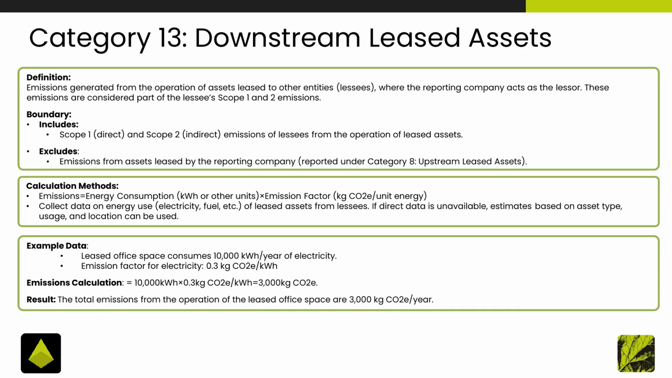Calculations involve using energy consumption data and applying relevant emission factors. For example, if a leased office consumes 10,000 kilowatt hours with an emission factor of 0.3 kilograms of CO2 per kilowatt hour, the total emissions are 3,000 kilograms of CO2 annually. Managing energy efficiently in leased spaces can significantly cut these emissions.